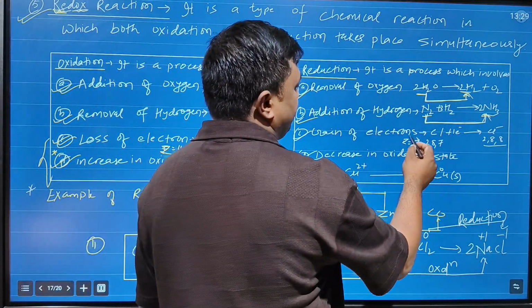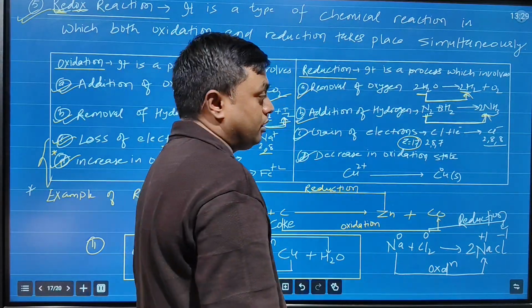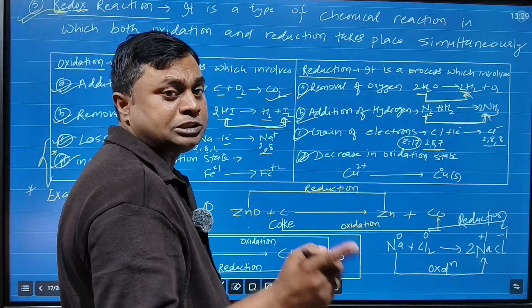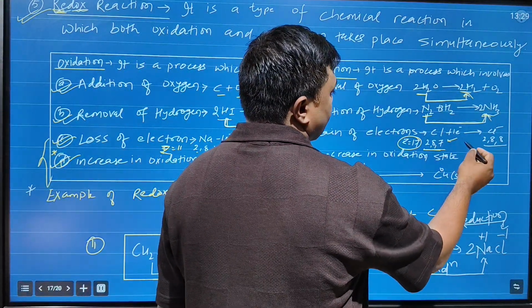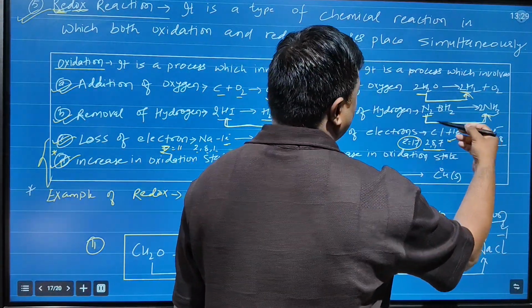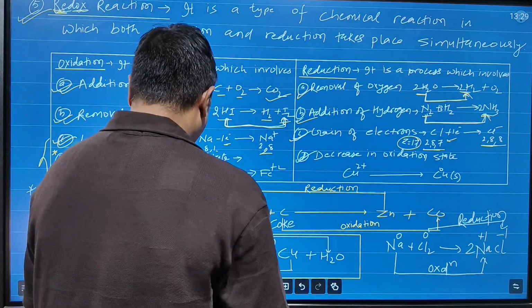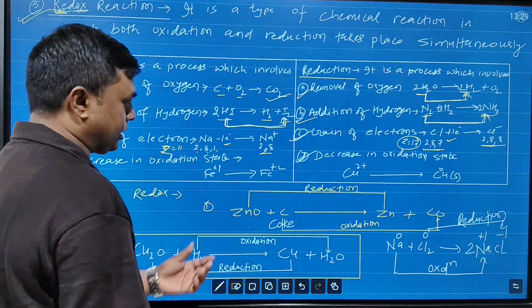You can see a chlorine atom having 17 electrons, electronic configuration 2, 8, 7. To become stable, it gains one electron and forms the Cl minus ion. So gain of electron is what? Reduction. Yes or no? Now see this equation of redox reaction.